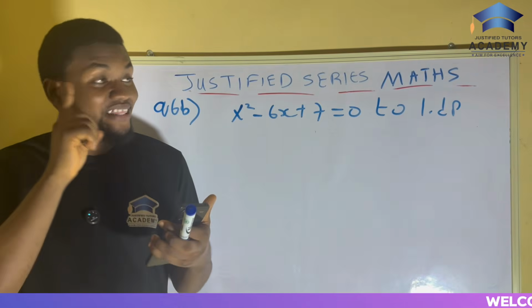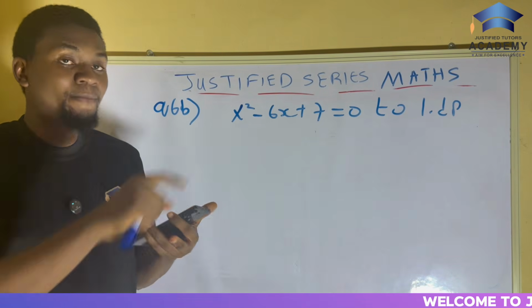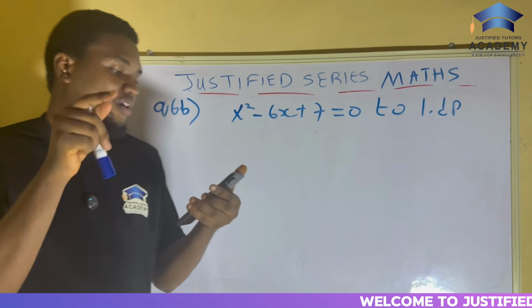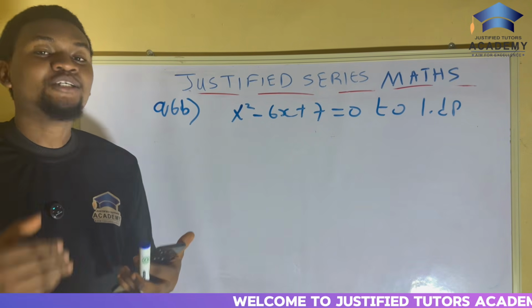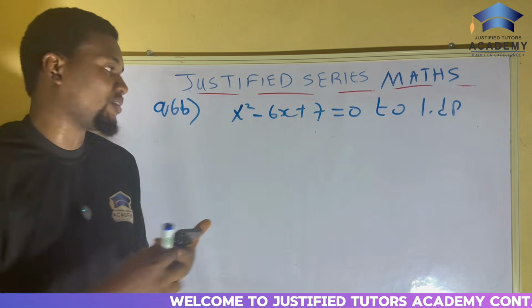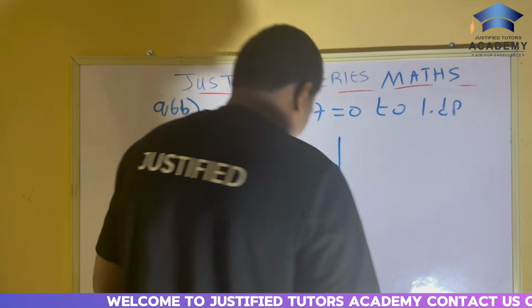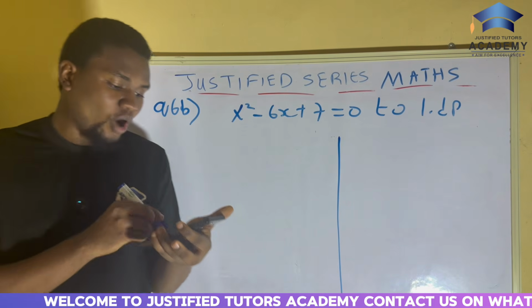1 decimal place. Pay attention, that is important; always pay attention to that kind of thing. So now, what do you do? We want to start the question on the completing the square method. So pay attention. All right, what do we do here?